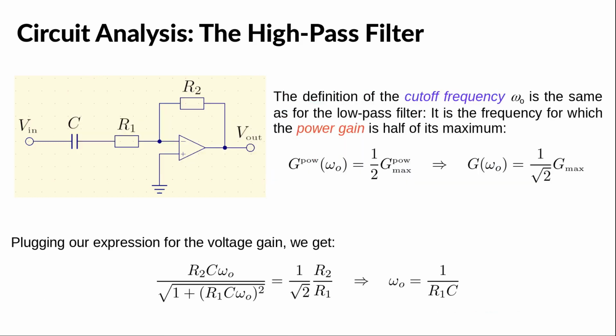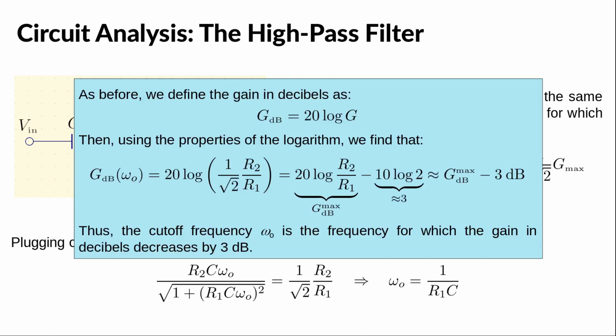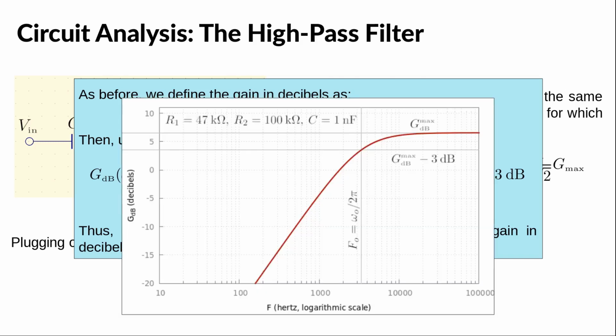The definition of the cutoff frequency is exactly the same as before. If we plug the expression of the gain in the definition, we find that omega 0 is 1 over R1C. Pay attention here, for the low-pass filter it was 1 over R2C. We use exactly the same definition for the gain in decibels, and the conclusion is again that at the cutoff frequency, the gain loses 3 decibel. So we can summarize everything with this plot. That's all for this high-pass filter.